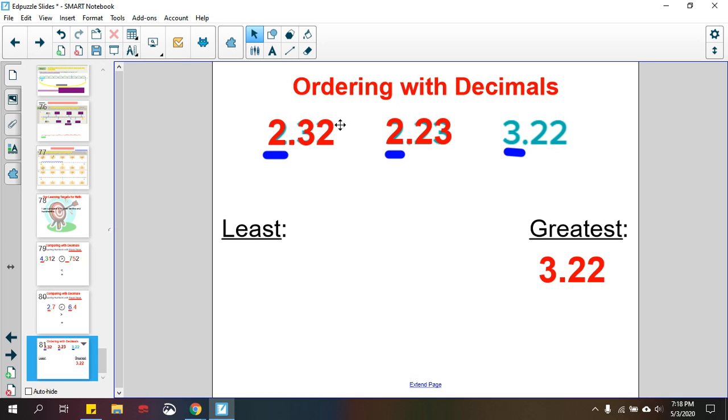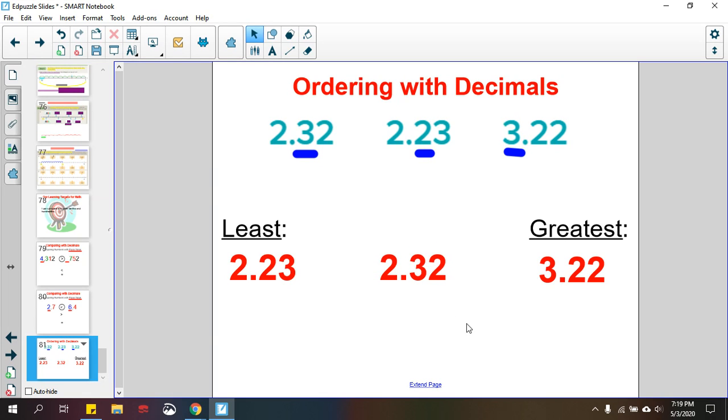So now I really just have to compare these other two. I got rid of one of them because I was able to figure out it was the greatest, or I could have done the least first too. So I know my ones places are the same. So now I need to look into the tenths place. My first tenths place here has a 3 in it. This tenths place has a 2. Which one of these numbers is going to be the least? Yeah, 2 wholes and 23 hundredths is going to be the least. And I already know the greatest, which means this number here is going to fall into the middle.